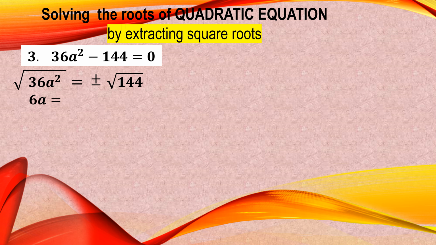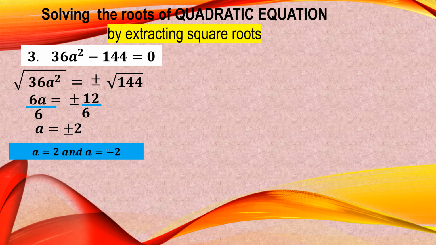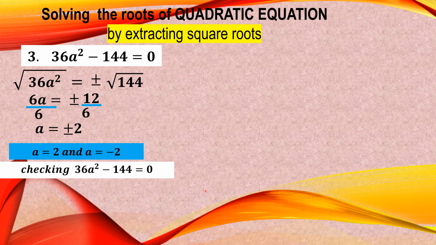The square root of 36 is 6. The square root of a squared is a, while the square root of 144 is 12, and then the double sign. We are not yet done getting the value of a, so we need to divide both sides by 6. So far, the value of our a is 12 divided by 6, which is 2. So the two roots of the expression 36a squared minus 144 equals 0 are 2 and negative 2. So these are the two roots.